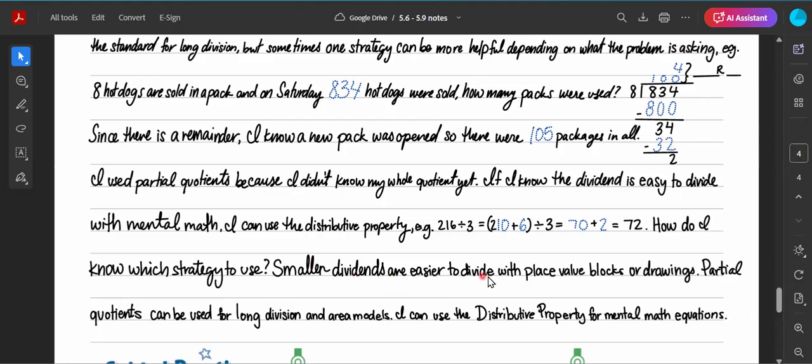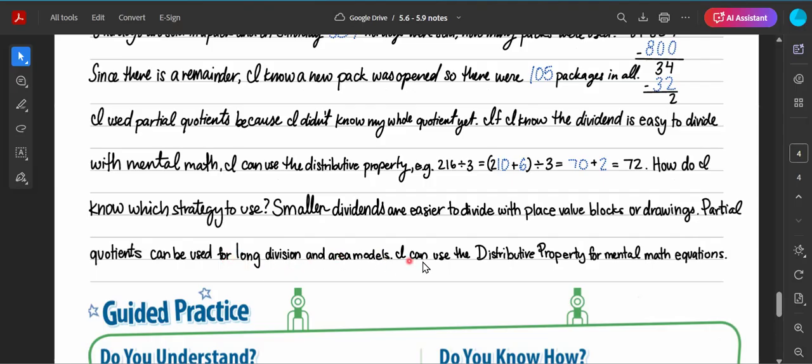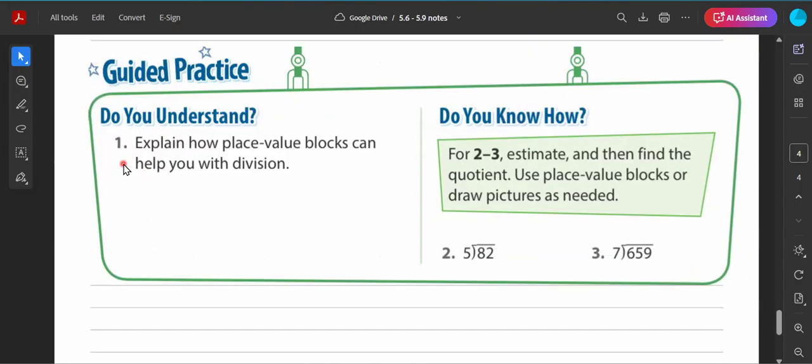Well, the smaller dividends are easier to divide with place value blocks or drawings. Partial quotients can be used for long division and area models. I can use the distributive property for mental math equations. And so now for number 1, it says, explain how place value blocks can help you with division. And for numbers 2 through 3, we have 659 divided by 7.